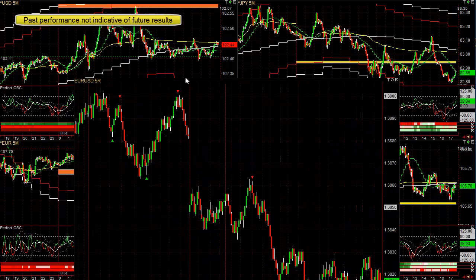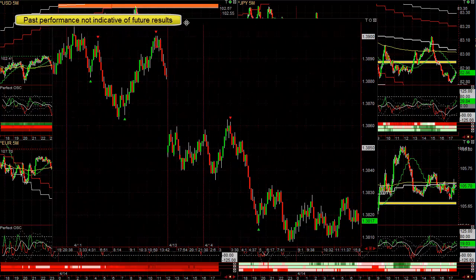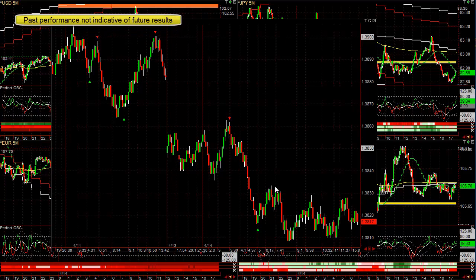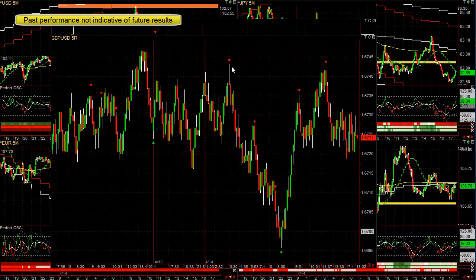Here's the euro. And you can see we found a sell up here, which led to a big move, and a counter trend trade right here, which also led to only about a 15 pip move, but it found over 50 pips in the euro. And here's the pound. Did a very good job of finding this reversal.